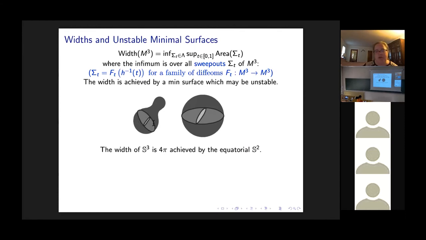So this is the width for this shape, because the best sweep out would start here and go to there and go around the shape. If I tried to start here and go around this long way, I would get a bigger maximum area. So that wouldn't be the infimum one. So the width is the smallest of the maximal areas needed to sweep across the surface. And in the sphere, it's the equator that is achieving this width. The width is achieved by a minimal surface, and the minimal surface may be unstable. The width of a sphere is 4 pi, achieved by the equatorial S2. Does anyone have more questions about the sweep outs?